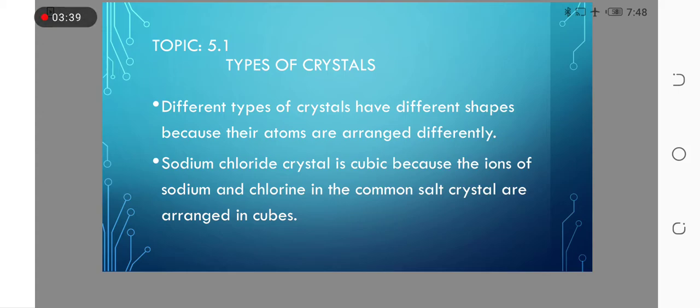This sodium chloride crystal is cubic in shape. The reason is that the ions of sodium and chlorine in the common salt crystal are arranged in a cubical pattern. So that is why their arrangement makes them cubic in shape and they form a crystal.